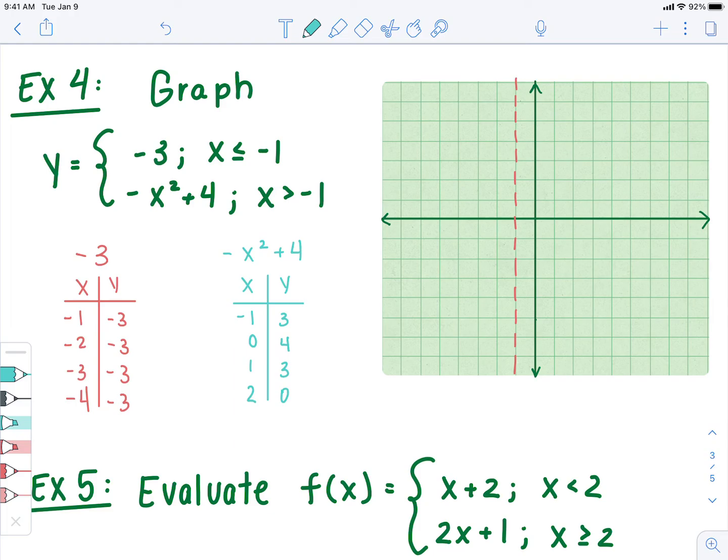When I look at -3, is -3 getting an open or a closed circle? Closed. So this one's going to be closed. So when I go and graph -1, -3, I'm getting a big old closed circle. Then I'm going to graph -2, -3, -3, -3, -4, -3.